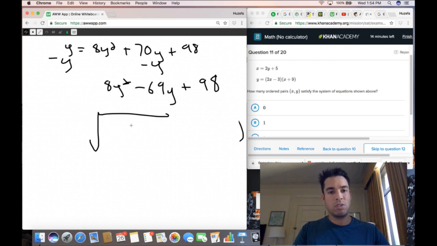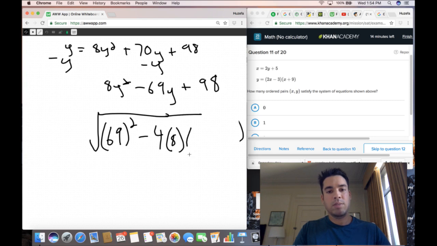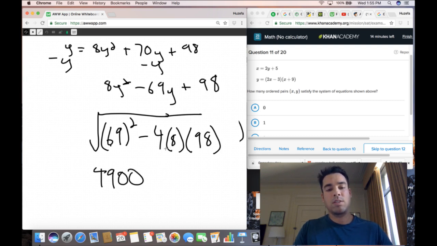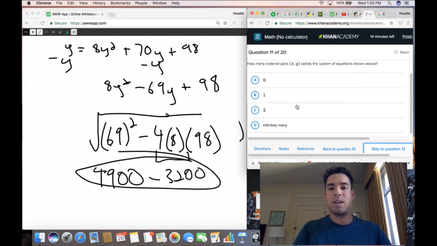So the discriminant is b squared. It's negative, but it doesn't matter because we're squaring it. So it's 69 squared minus 4 times a, which is 8, times c, which is 98. So the question is 69 squared minus this, and this is no calculator. We can't use a calculator. So I'm going to estimate. I'm going to say this is like 70 squared, which is about 4,900. I'm going to say this is 32 times 100, roughly, because this is 32. This is about 100. It's like minus 3,200. This is definitely positive, therefore we definitely got 2 solutions.